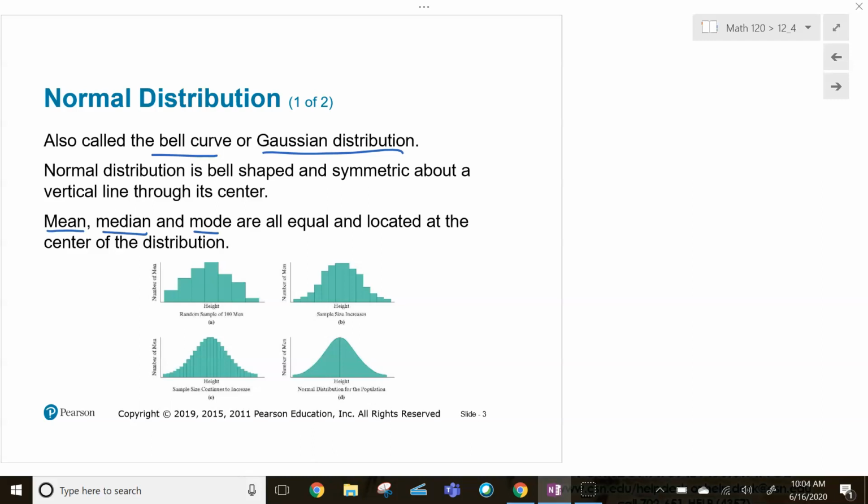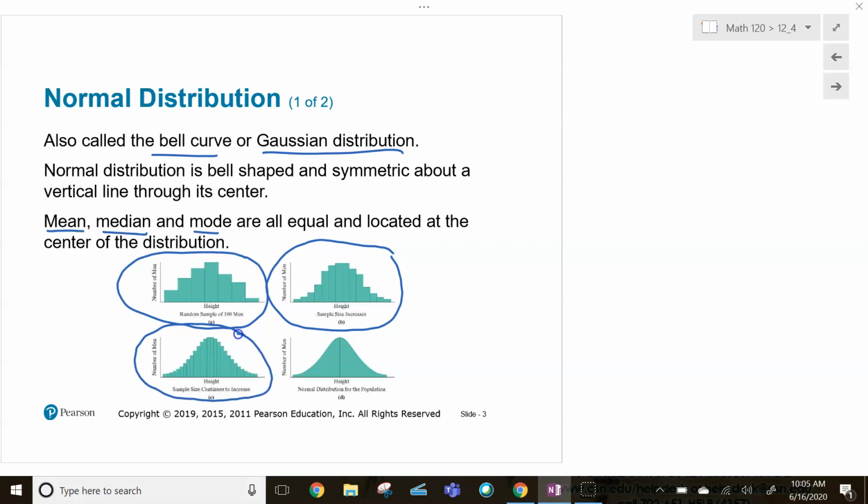So for example, this first one here, let's say you're creating a histogram of 100 men you sampled and their heights, right? And you created that histogram here, it looked like that. Let's say we took a larger sample size, so we increased that to 1,000 and then drew that one. It looked like that. Let's say we increased it again to maybe 10,000, right?